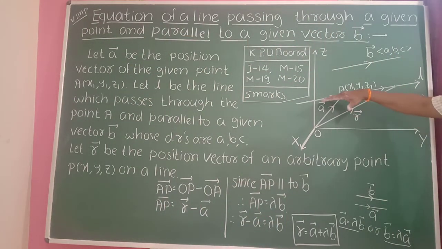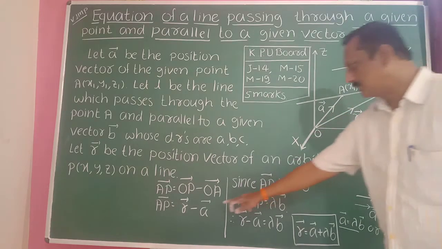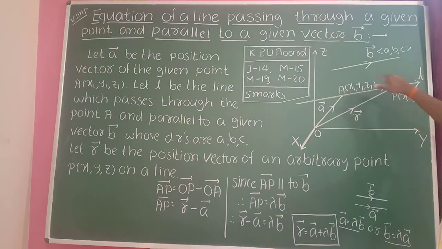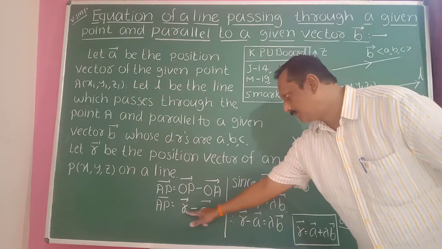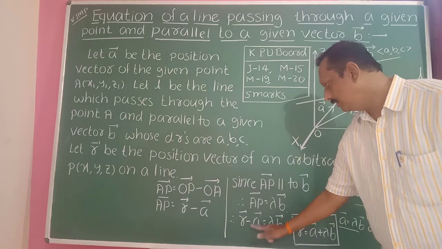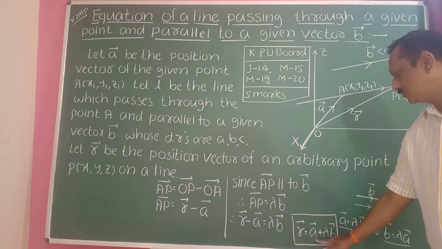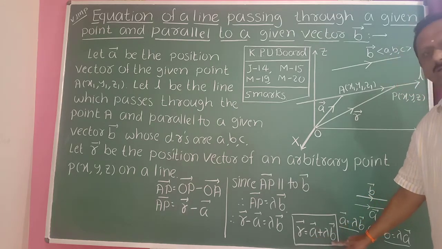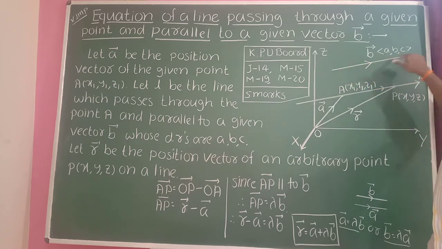Here this is the vector AP. AP is given by OP minus OA. Here OP is R bar, OA is A bar, so R bar minus A bar. But AP is parallel to the given vector B bar. Using this result, AP bar is equal to lambda into vector B bar. But AP is R bar minus A bar, so replace it: it is equal to lambda into B bar. Take minus A bar to this side: R bar is equal to A bar plus lambda into B bar. So this is the vector equation of the line passing through a given point and parallel to a given vector.